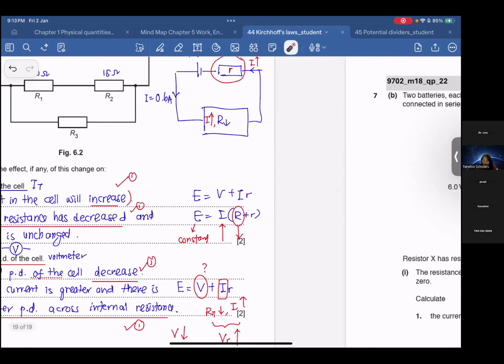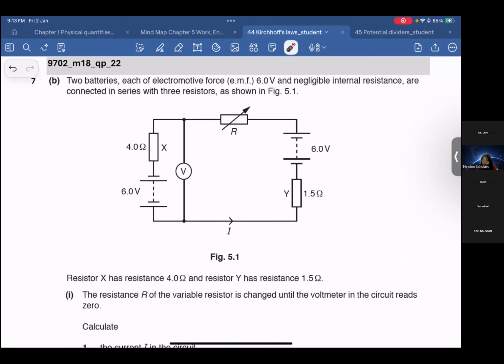Okay, good job. Two batteries, each EMF 6.0 volt, and negligible internal resistance, are connected in series with three resistors. You can ignore this one first. So basically, the whole circuit is in series. The voltmeter is just an apparatus to measure the voltage. It won't change your voltage, your current, or your resistance. It's just an apparatus only.